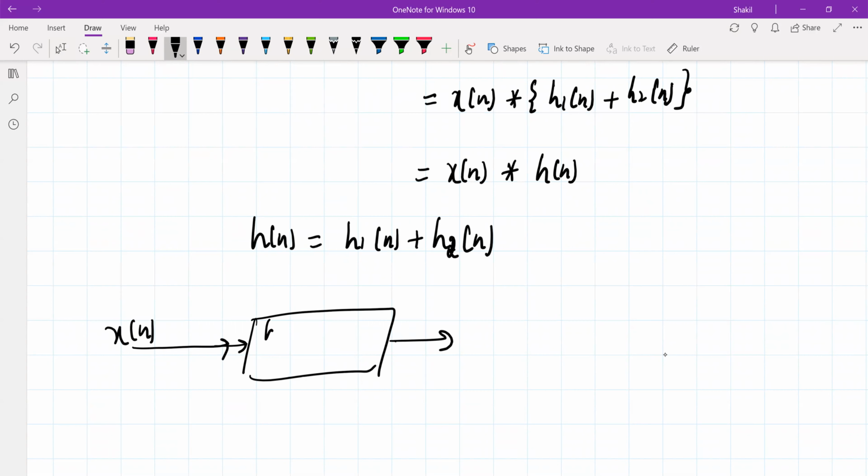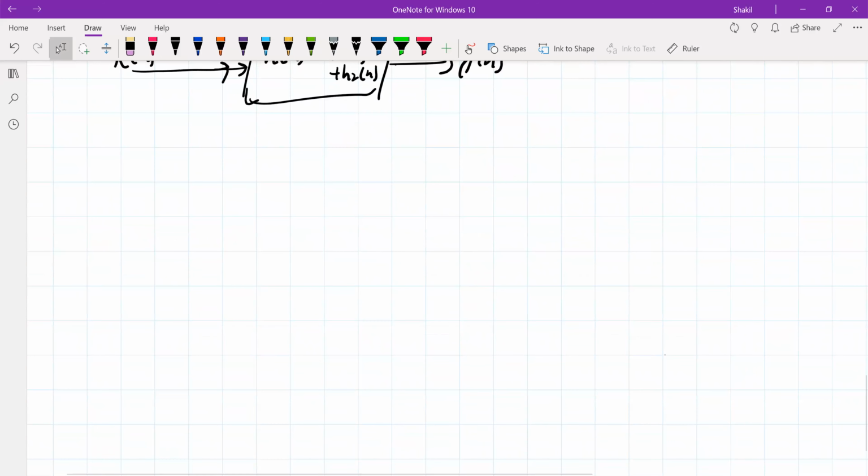This h of n is the overall impulse response, where h of n is h1 of n plus h2 of n. So when two systems are connected in parallel, the overall impulse response is simply the sum of the individual impulse responses. Let us solve an example to illustrate these concepts.